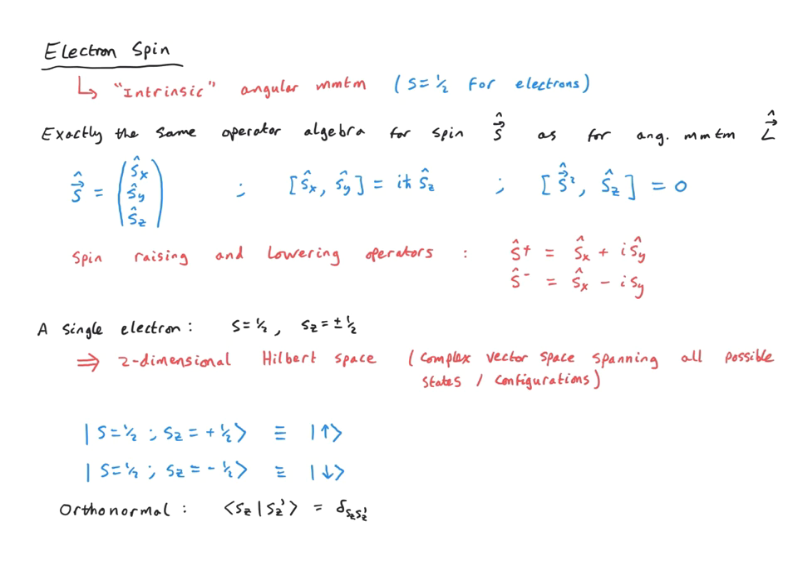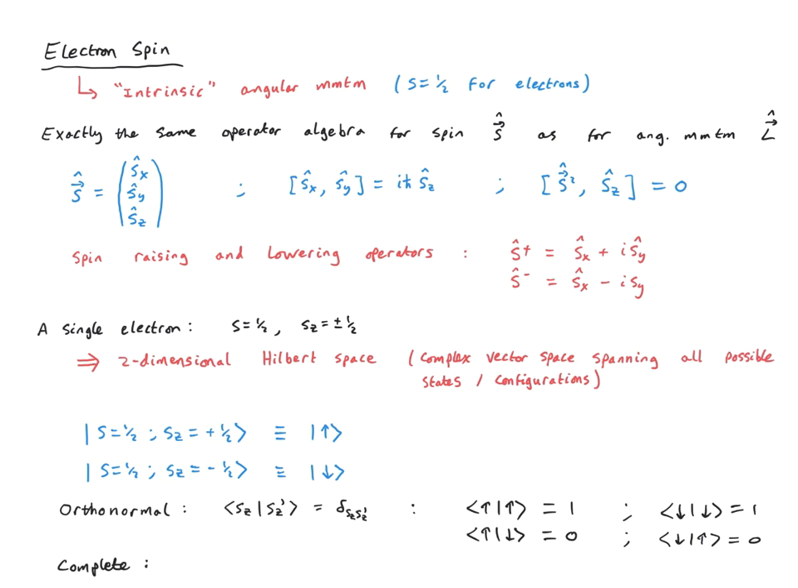Put another way, it means that we can write the inner product of up with up is equal to 1. The inner product of down with down is equal to 1. This is because the up or the down spin wave functions are of course normalized. But if we take the inner product of up with down, these are orthogonal, so we get 0, and likewise down with up, we get 0.